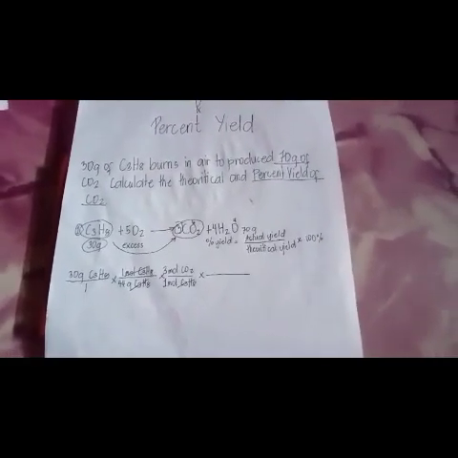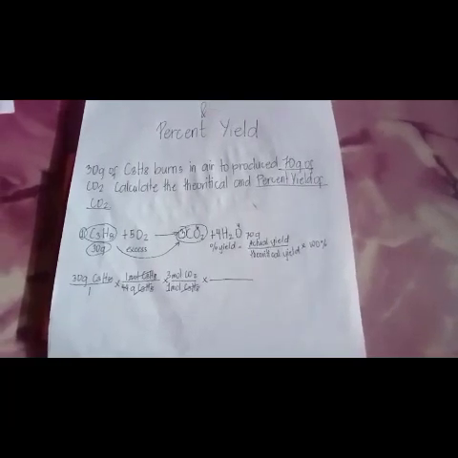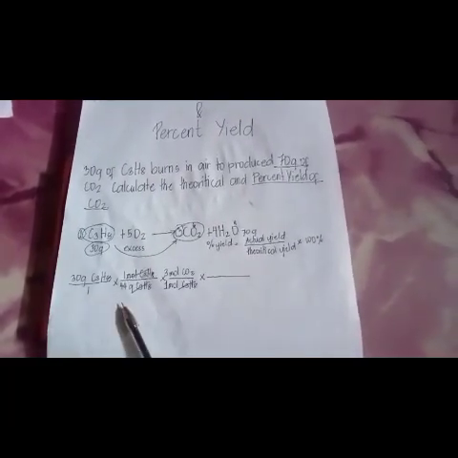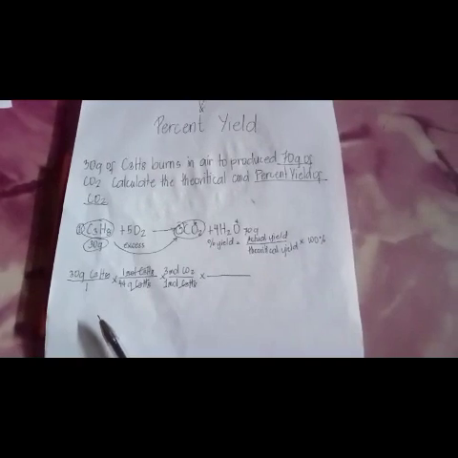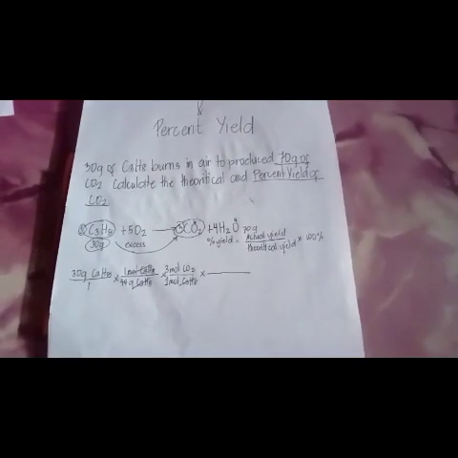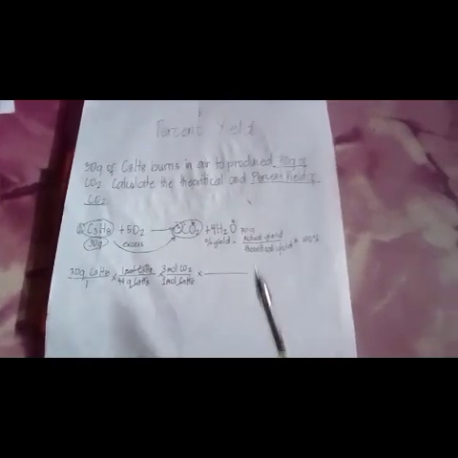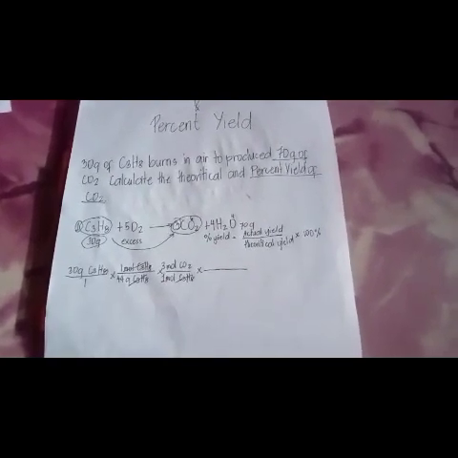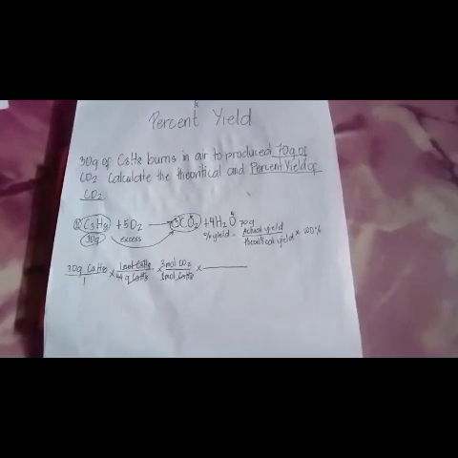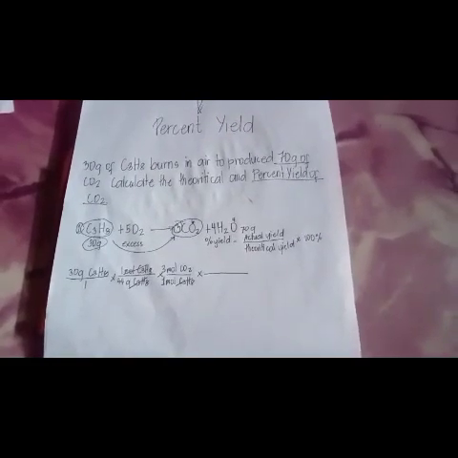So the molar mass of C3H8, which we get from the periodic table, is about 44 grams per mole. Carbon has an atomic weight of 12, so 12 times 3 is 36. Then hydrogen is about 1 and there are 8 of them. So 8 plus 36 is 44.